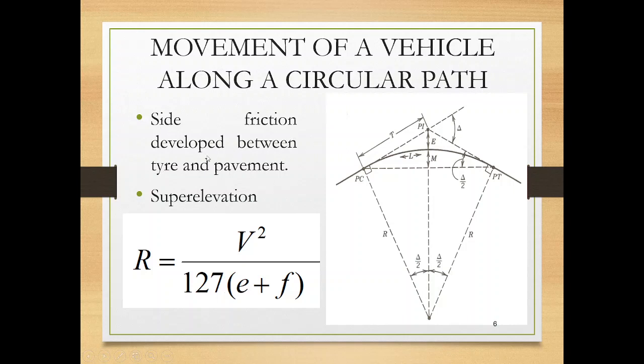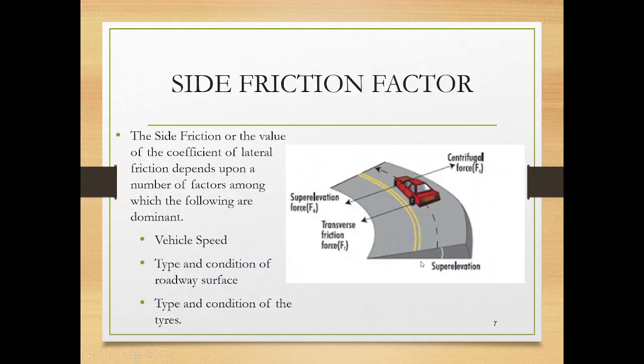So side friction developed between tire and pavement, that is this f. Usually we denote it by mu, but in highway engineering we denote the friction factor by simple f. And the super elevation is e, that is a percentage value, how much it is being tilted, right? So we'll discuss the side friction factor. The side friction, or the coefficient of lateral friction, depends upon a number of factors, among which the following are dominant. So the side friction factor depends on the following three parameters.